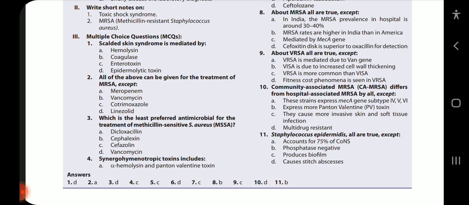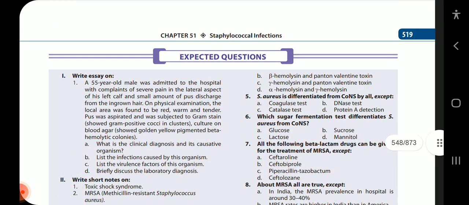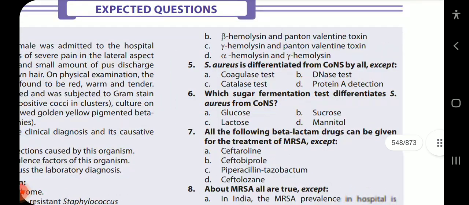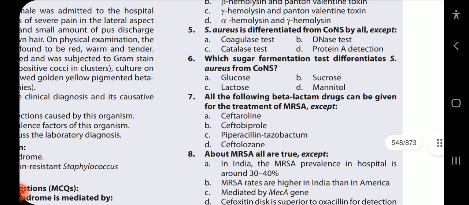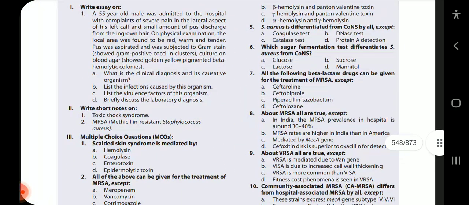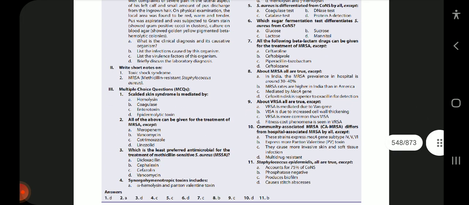Synergohymenotropic toxin includes what? It includes gamma hemolysin and Panton-Valentine toxin. Staph aureus is differentiated from CoNS by all except the catalase test. It's the mannitol sugar fermentation test that differentiates Staph aureus from CoNS.